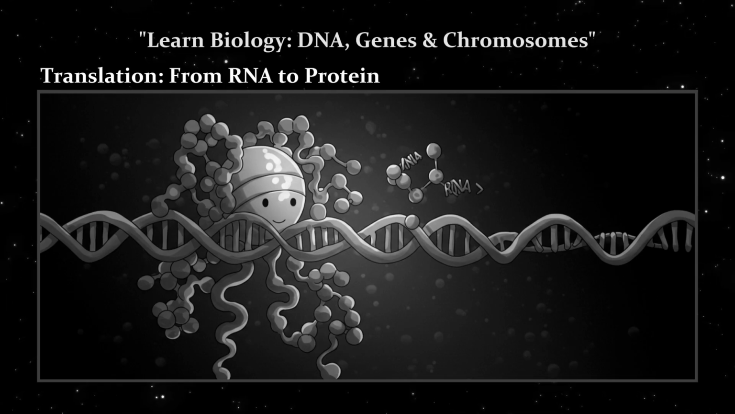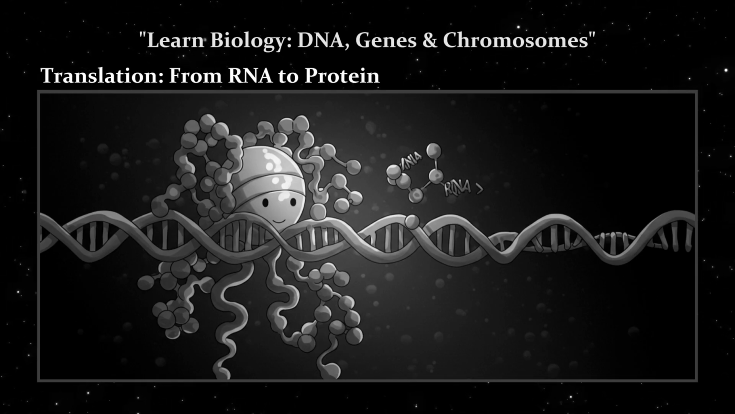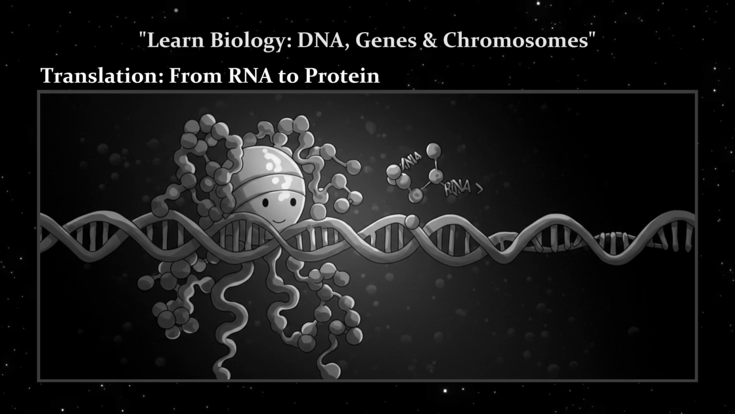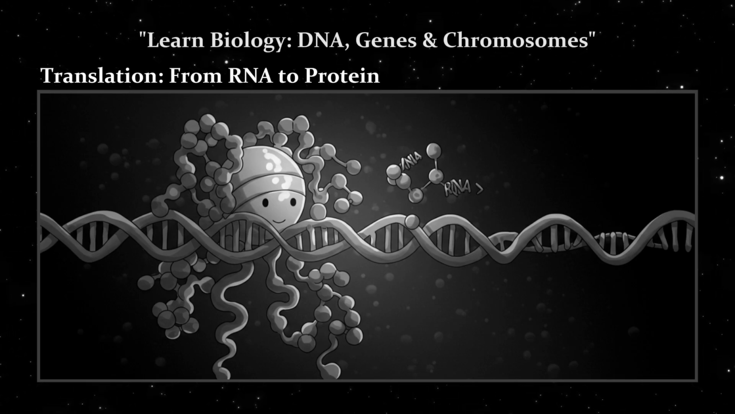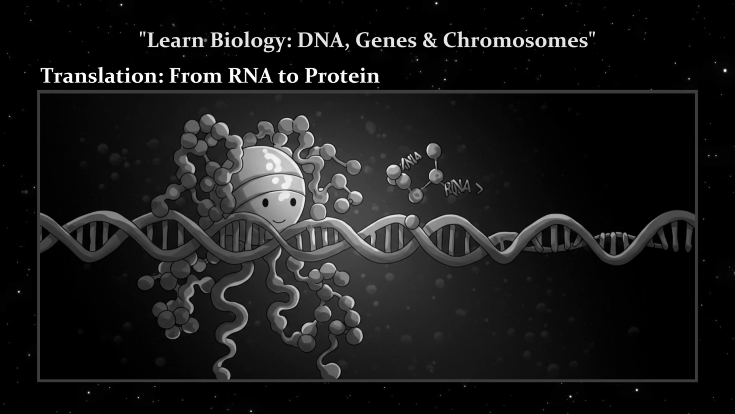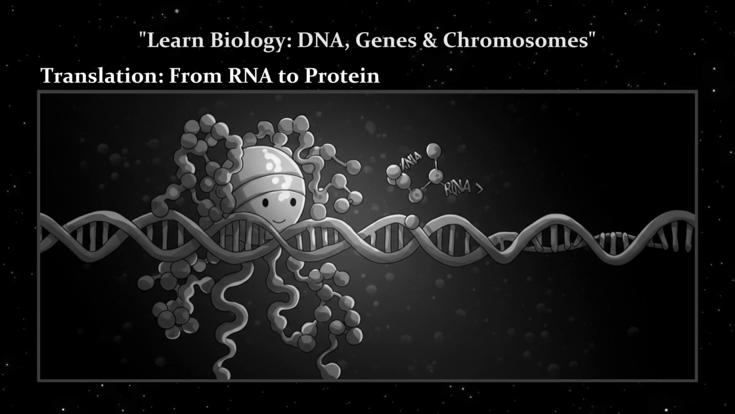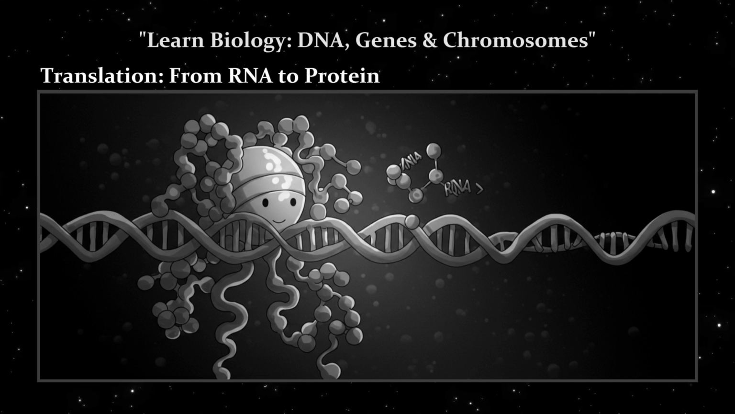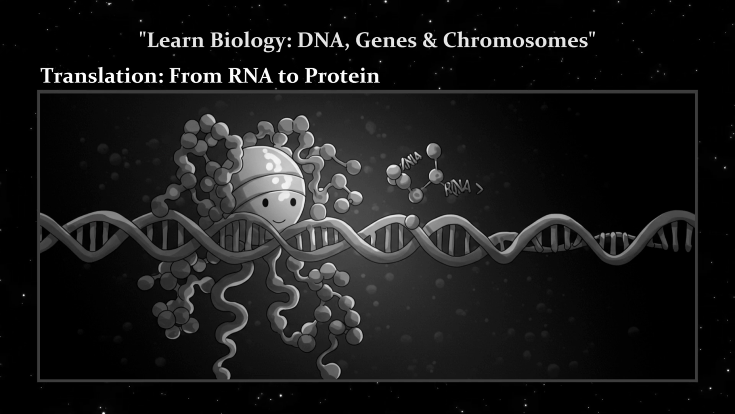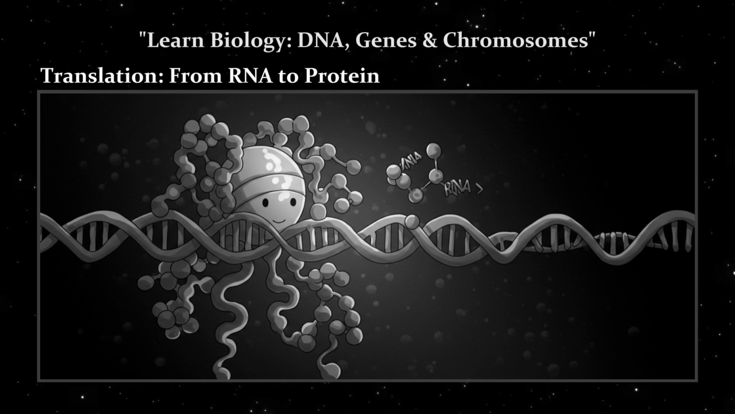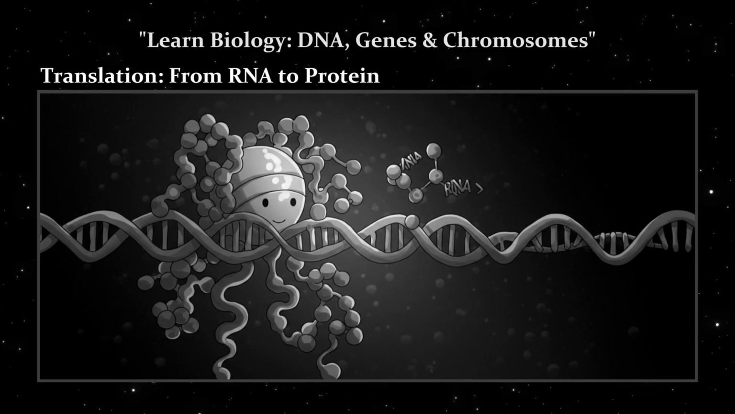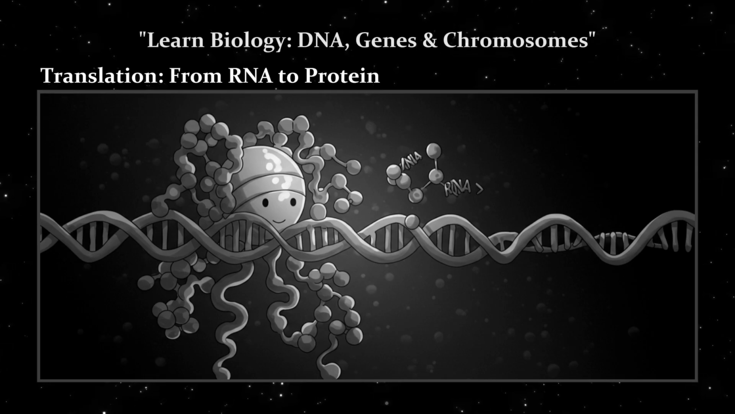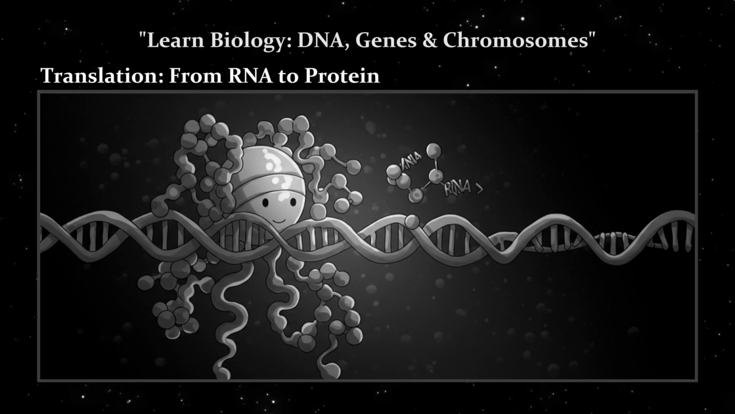Like transcription, translation proceeds in three distinct phases: initiation, elongation, and termination. The process begins with initiation. The ribosome is actually made of two separate pieces, a small subunit and a large subunit, which float separately in the cytoplasm.